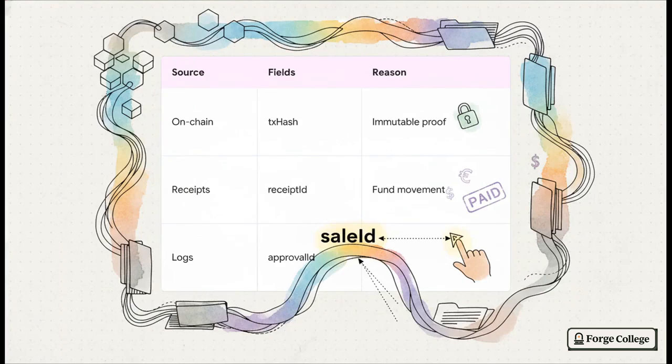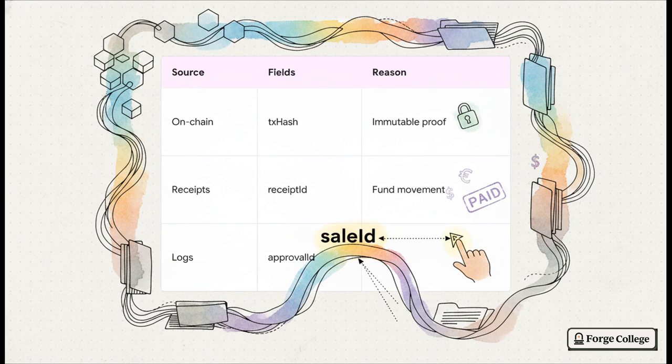Moving right along to part 2, 3 vital sources, data for audits. To build a completely airtight case for compliance, we need to introduce our prime suspects, or our data sources. We have on-chain events, which give us those beautiful immutable anchors like the transaction hash. Then we have payment receipts, evidencing actual real-world fund movement. And finally, internal logs, which show the human approvals. Mechanically, you've got to treat these as joinable tables.